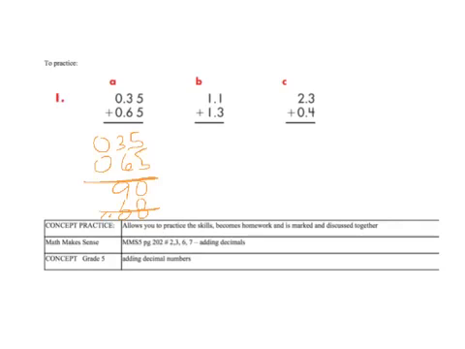B, I'm going to use traditional algorithm method. 1 plus 3 is 4. 1 plus 1 is 2. And I bring down my decimal. 2.4, my final answer. And I'll use traditional as well for this one. I don't prefer the base 10 method. 3 plus 4 is 7. 2 plus nothing is 2. And I bring down my decimal. Remember, you cannot forget your decimal number.